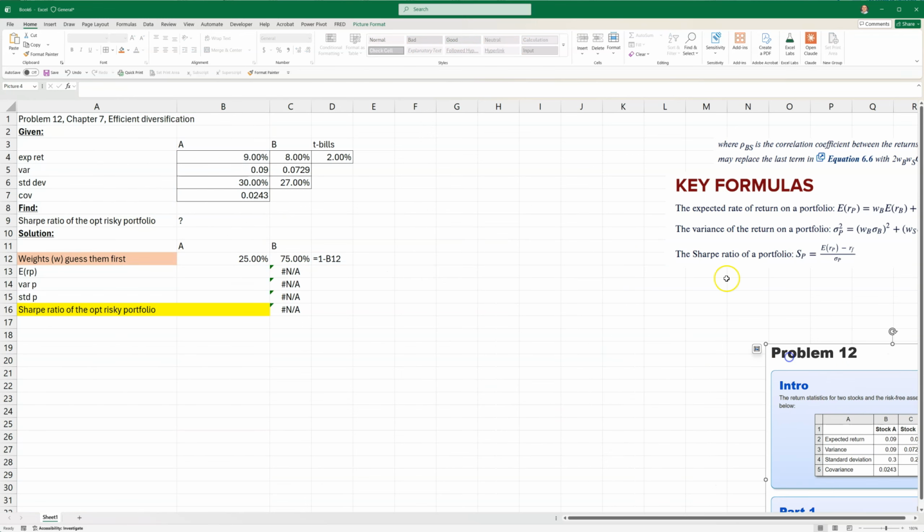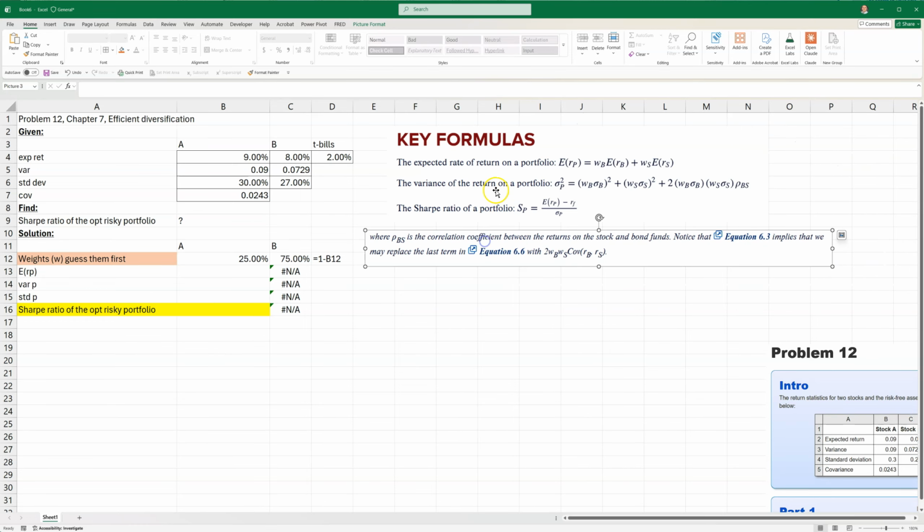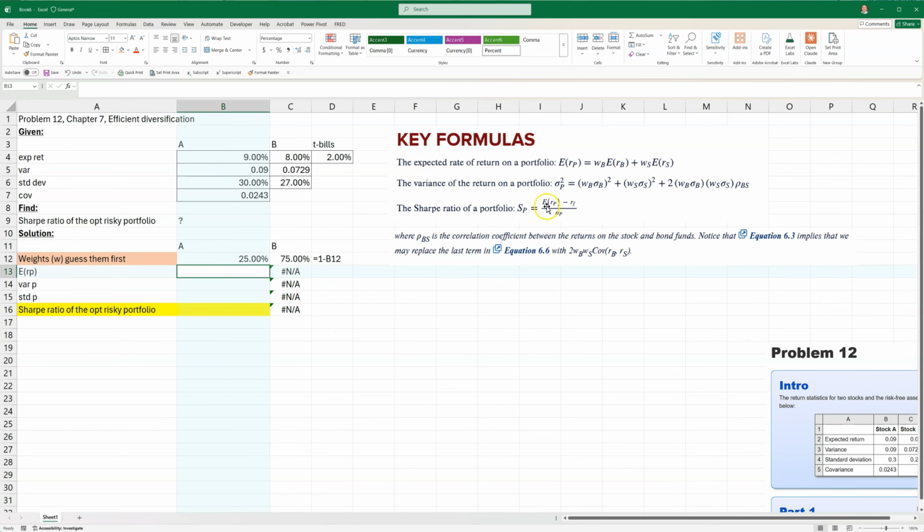Okay, so it's a little bit tricky because you got to do two things at once. So the expected return of this is a key formula out of your book, and the expected return of the portfolio is this formula right here. Instead of using B and S, we're going to use A and B. So the expected return is basically this weight times this return plus this weight times this return. And whenever I do that, I usually just use a sum product. It's just easier for me.